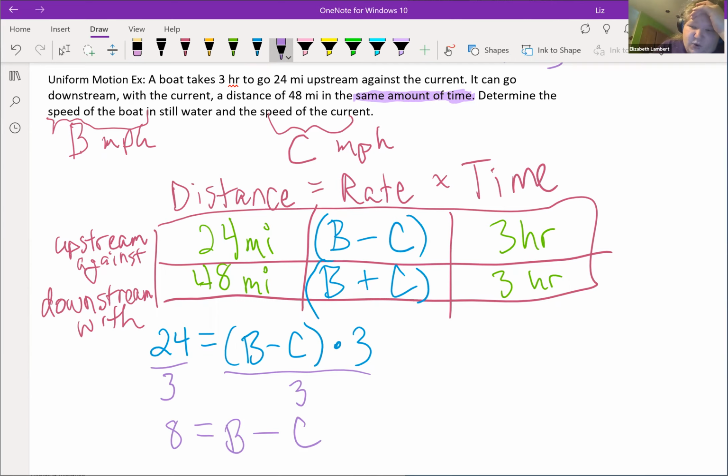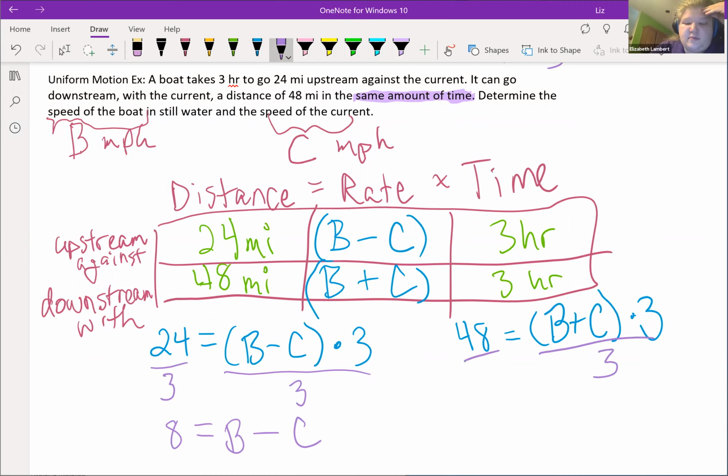So these equations, very, very often, they're going to give you the time. And if you divide it over right away, instead of distributing it, you end up with much nicer looking equations. All right, so same thing on the second one. That is 48 equals, now it's B plus C times 3. Divide both sides by 3. That is going to be 16 is B plus C.